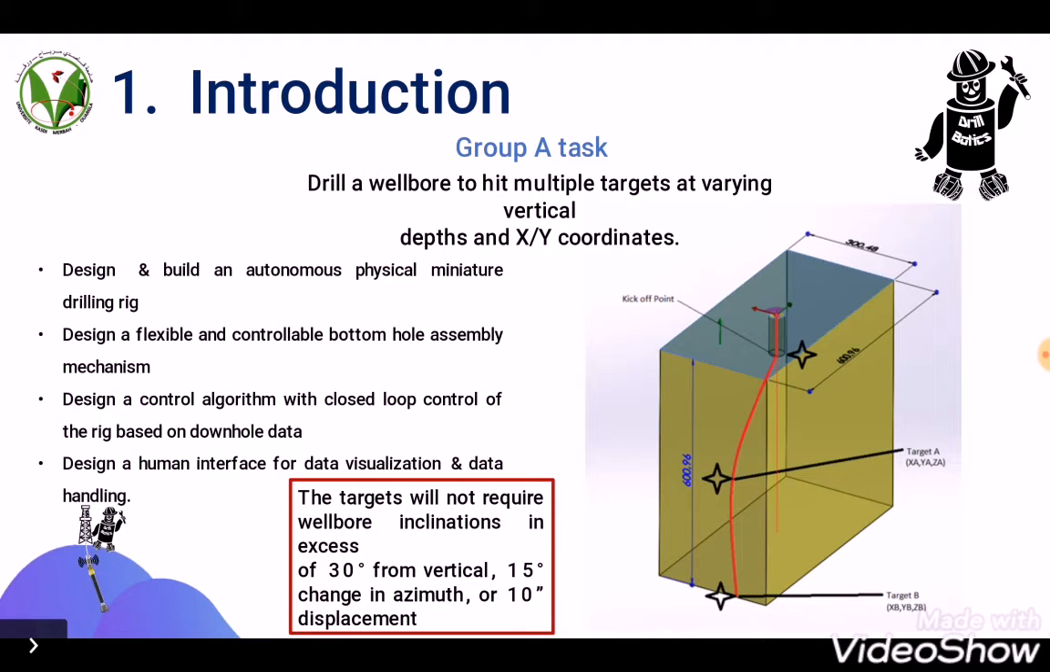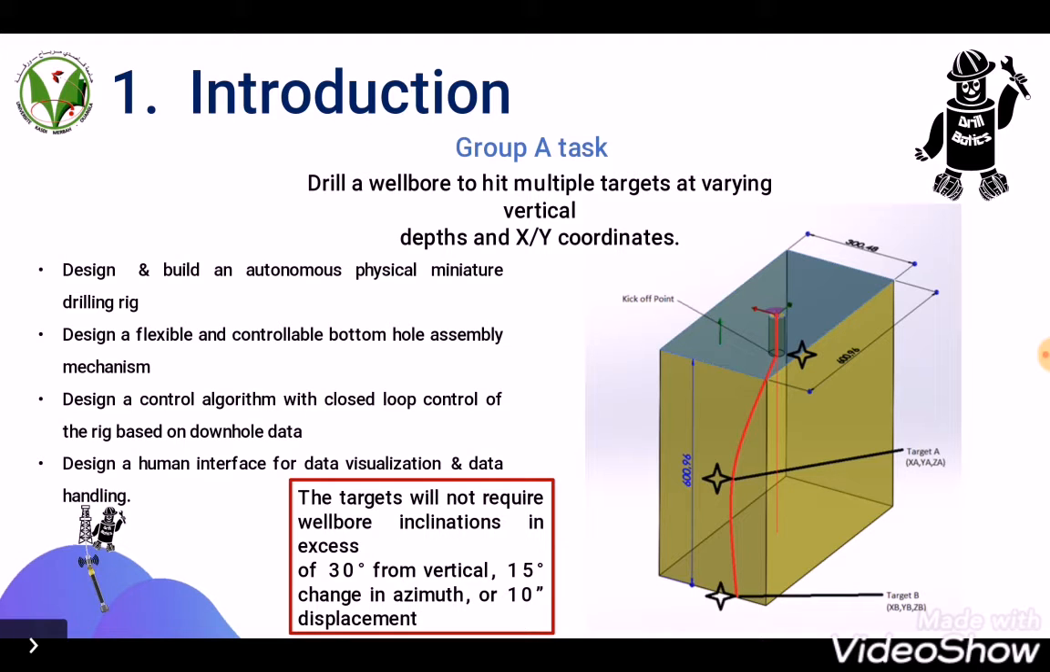In order to accomplish this task, the team has to design and build an autonomous physical miniature drilling rig, design a flexible and controllable bottom hole assembly mechanism, design a control algorithm with closed loop control of the rig based on downhole data, and finally design a human interface for data visualization and data handling.